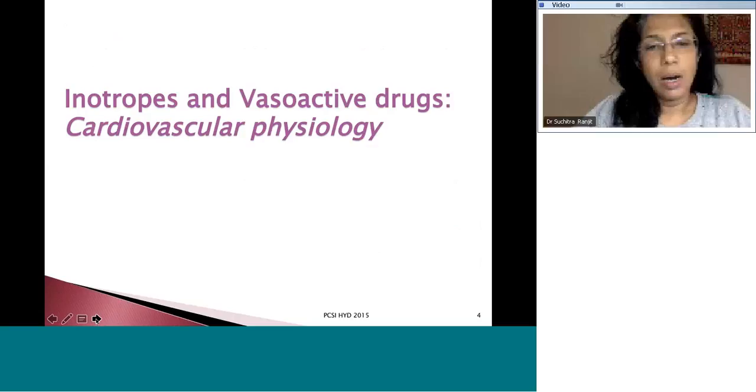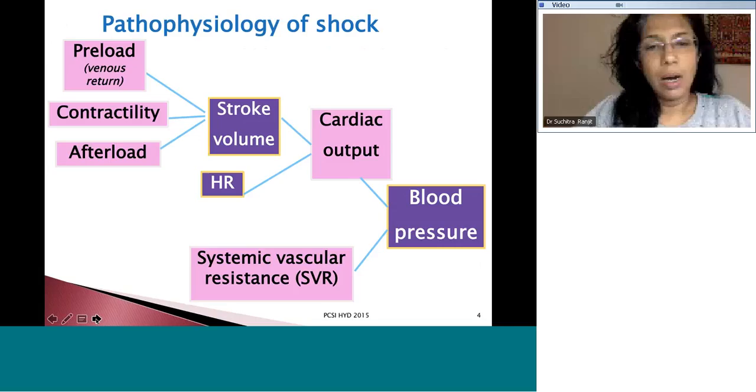So looking at the cardiovascular physiology of various agents, this is a famous diagram which is there in all the PALS books, and you might be quite familiar with this. When you look at centrally the stroke volume, which is the amount of blood ejected with each beat of the heart, this is determined by how much preload is coming back to the heart, the venous return, the actual contractility, and the afterload within the heart. So stroke volume times heart rate will give you the cardiac output, and cardiac output times the systemic vascular resistance will give you the blood pressure.